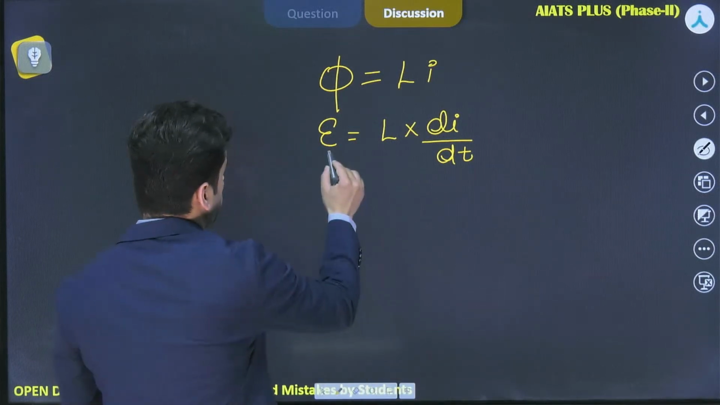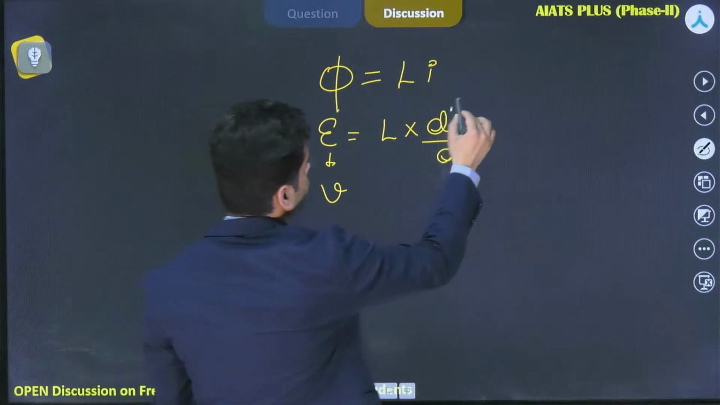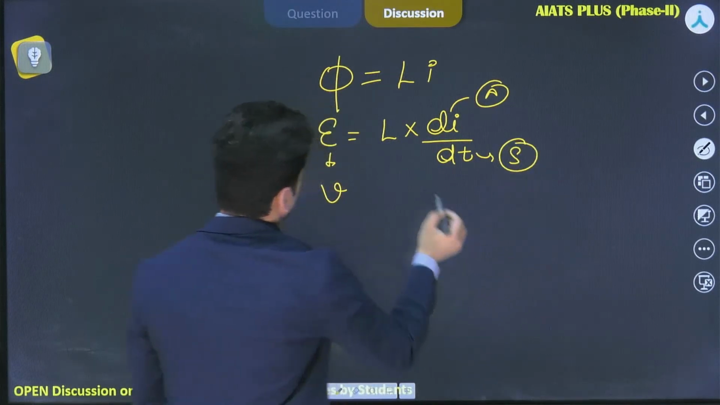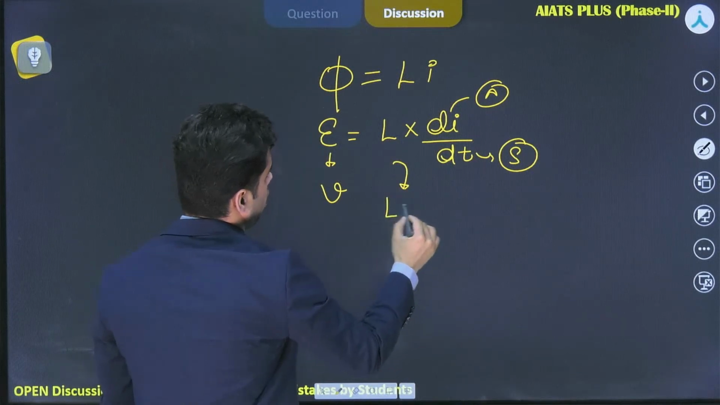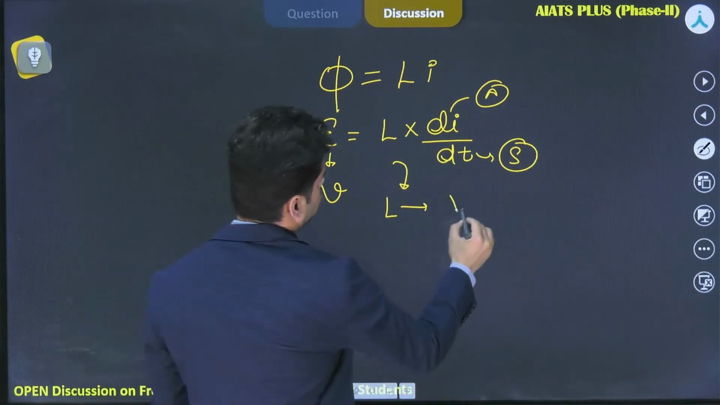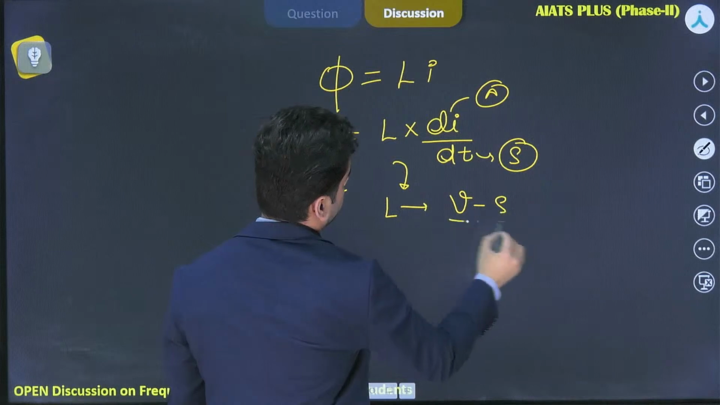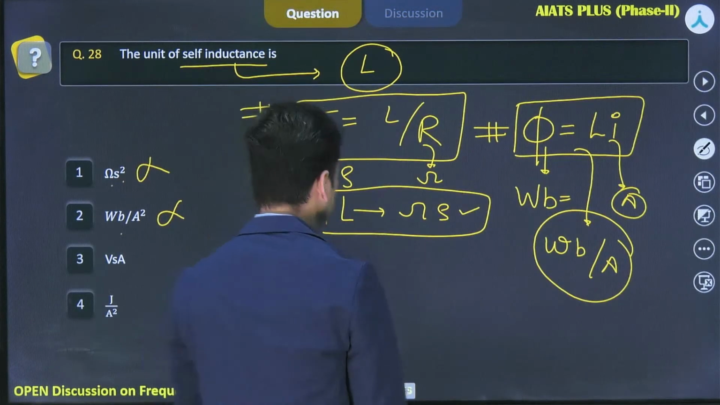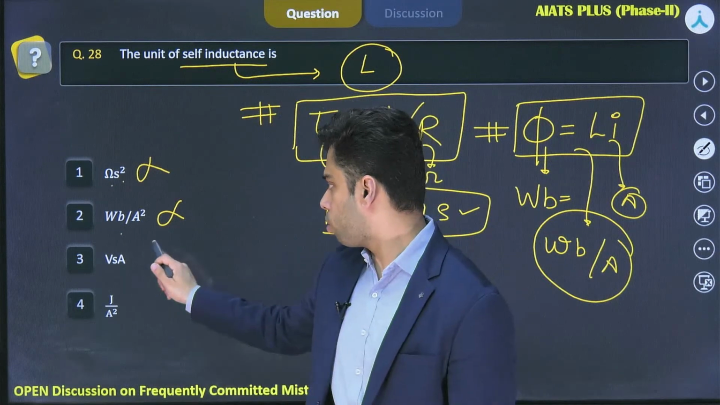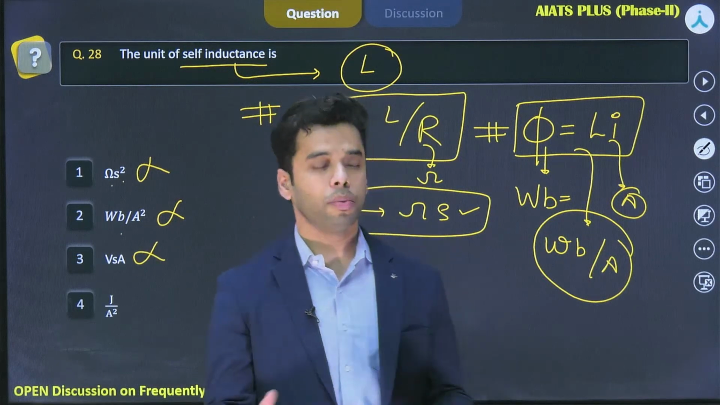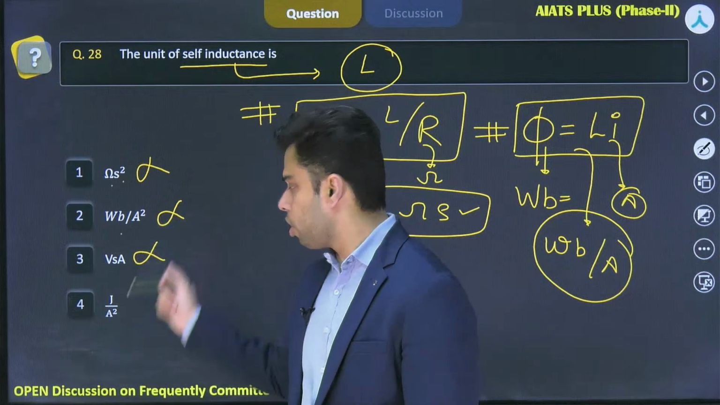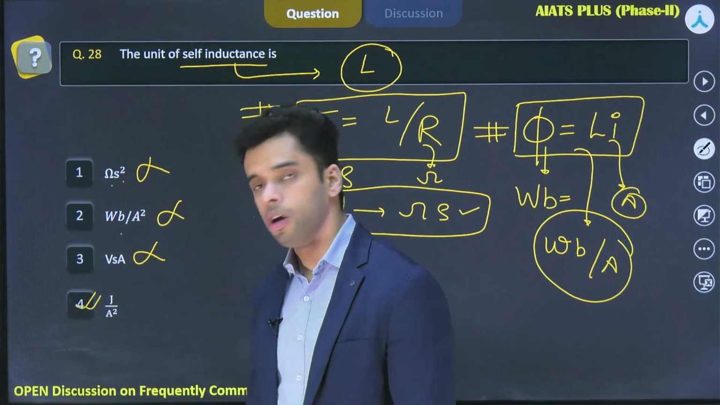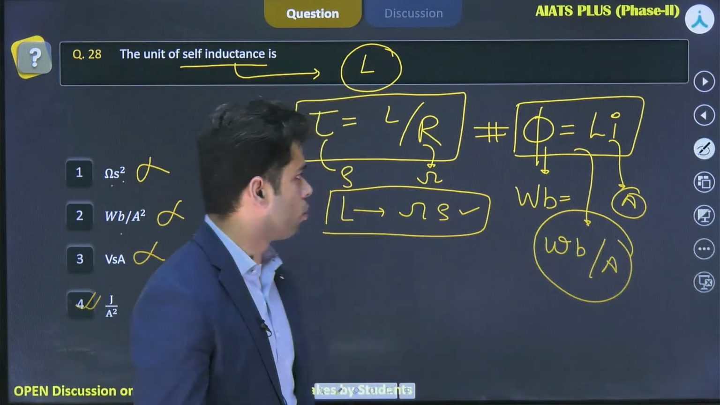So this will have a unit of volt, this will have a unit of ampere, and this will have a unit of second. So from here, the unit of L can be written as volt second per unit ampere. Volt second per unit ampere, you have been given volt second ampere. So this one is also wrong. This cannot be the correct answer. So if we have nullified 3 options, that means the correct answer should be option 4. But obviously we have to derive this also.